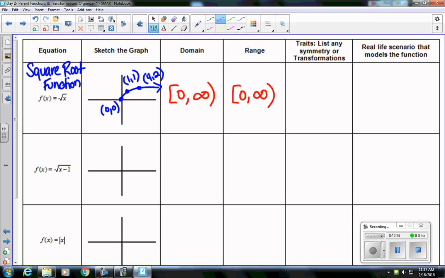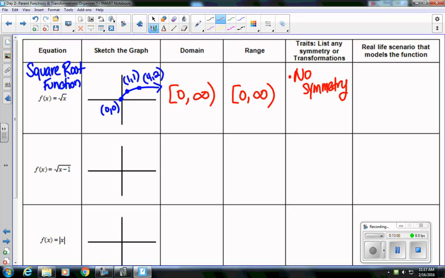Symmetry and transformations. Well, this is our parent function, so there are no transformations. And if you take a look, there's no symmetry for this graph. It does not have symmetry on the x-axis, the y-axis, or the origin. So there is no symmetry. Just of note, it is only in the first quadrant because we're talking about the square root. You can't take the square root of a negative, and your square root will never give you a negative number. So that's why it's only in the first quadrant.